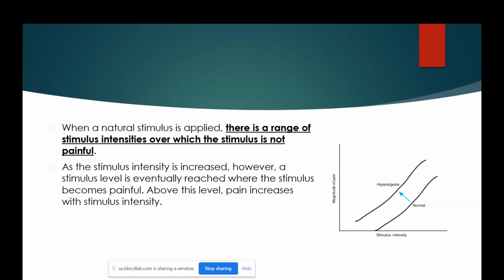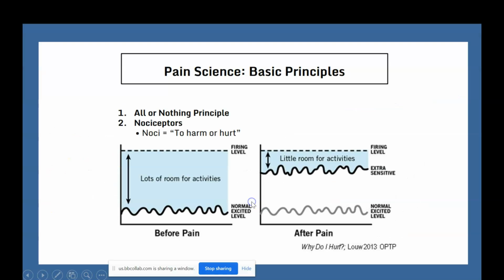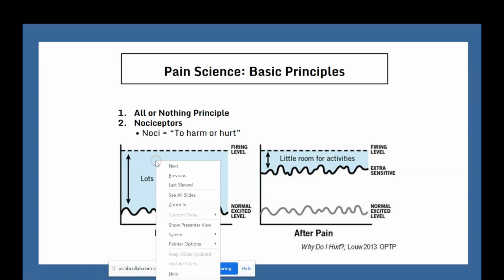So basically what I was just saying is when a natural stimulus is applied, there's a range of stimulus intensities over which your stimulus is not painful. Again, if I was squeezing my finger lightly, that's low intensity. I don't feel any pain. If I started squeezing harder, I'm feeling something, but I'm not feeling pain. And if I squeezed as hard as I possibly could, I might start to experience some pain. So as stimulus intensity is increased, a stimulus level is eventually reached where it will cause that person pain. Okay?